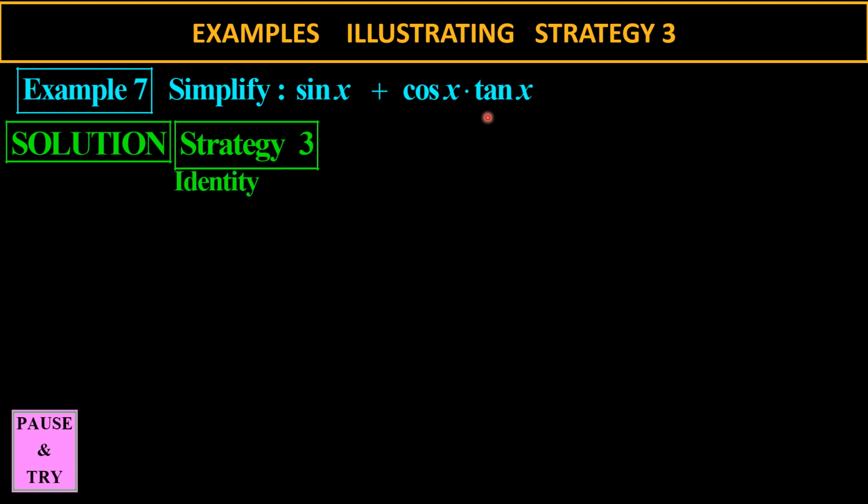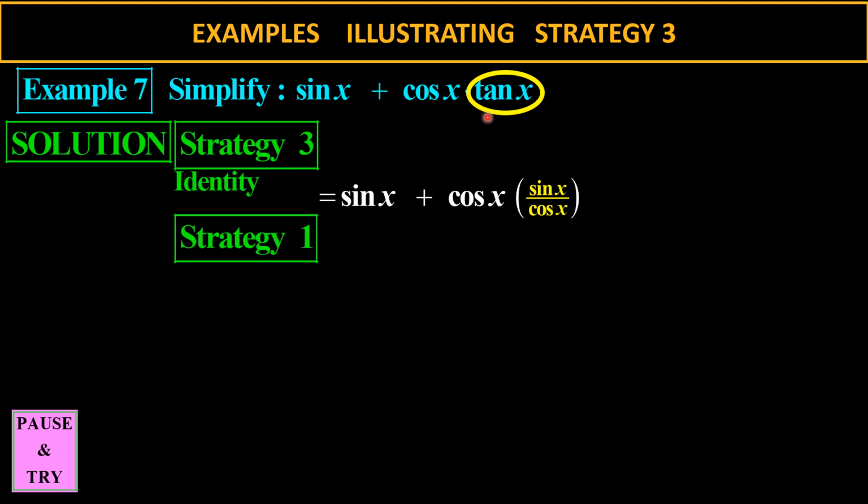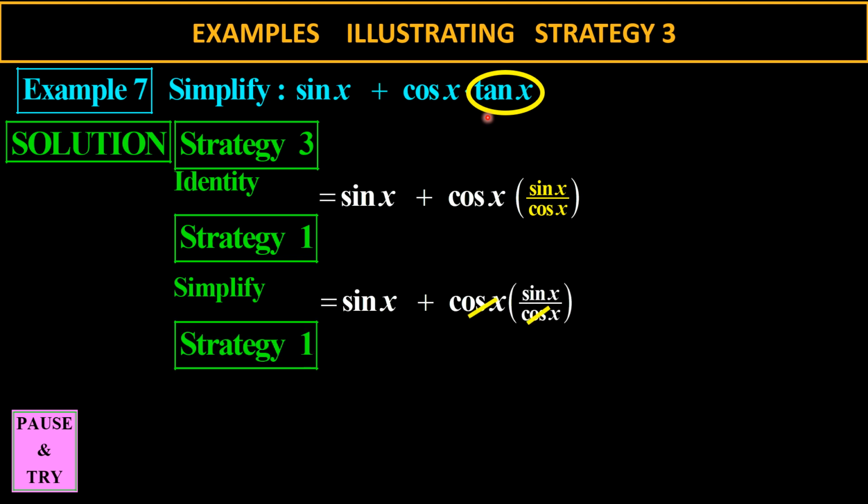Right? You see an identity? That's correct. There is an identity. And what is that identity? Tan x. And tan x is? So I replace tan x with sin x over cos x. Okay. Go back to strategy 1 again. Can we simplify this? Yes, we can simplify. What can we do by simplifying? We can cancel. So I cancel out the cos x with the cos x. Right? So now I write down what is left. And that gives me sin x plus sin x.